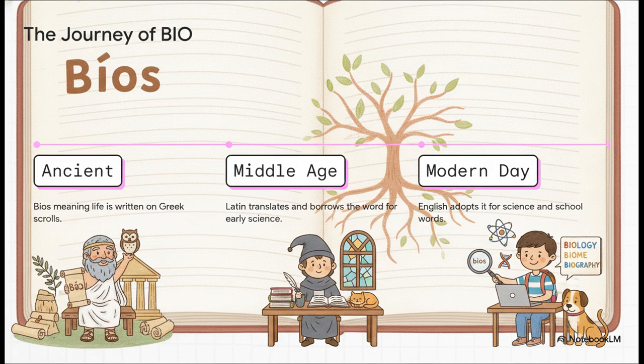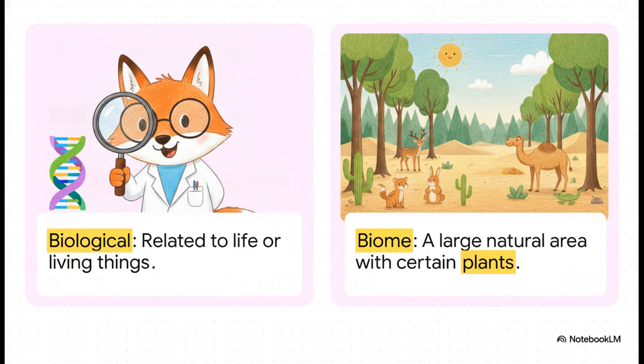Those ancient Greek ideas have traveled across centuries, straight into the science and school words sitting in your notebook right this second. So the really crucial point here is how flexibly this ancient root applies today. Let's compare a couple of modern words born from this exact history. On one hand, we have biological, which relates directly to specific life or living things, like your biological family or biological functions. But on the other hand, we have biome, which scales way, way up to describe a massive natural area, like a giant rainforest or a sprawling desert, defined by the certain plants and animals that live there.